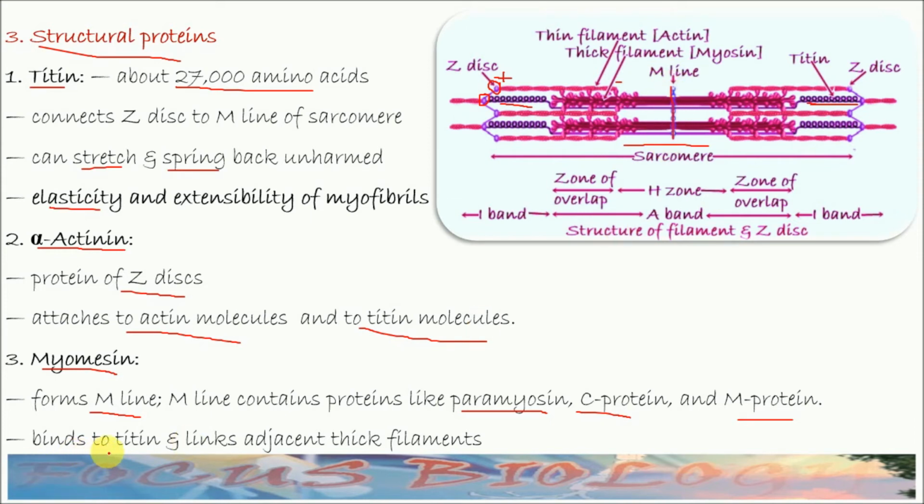This binds to titin and links adjacent thick filaments. Here you can see this is one thick filament, this one. This is another thick filament, and these 2 thick filaments are joined to M line. Again this one is one titin, this one is another titin molecule. These two titin molecules are joined in the center of the sarcomere to M line.